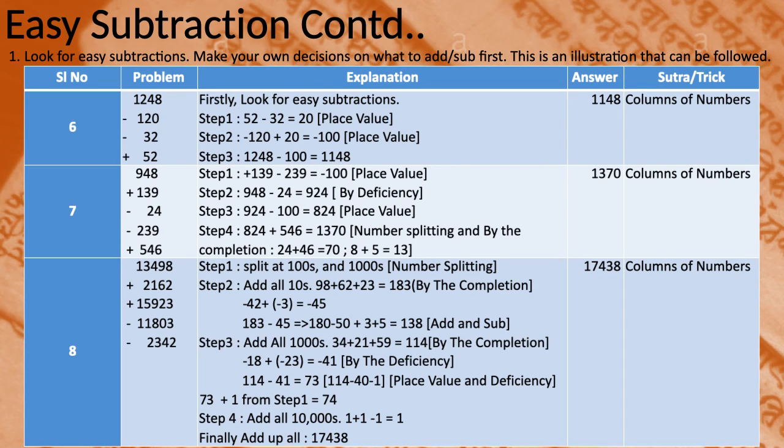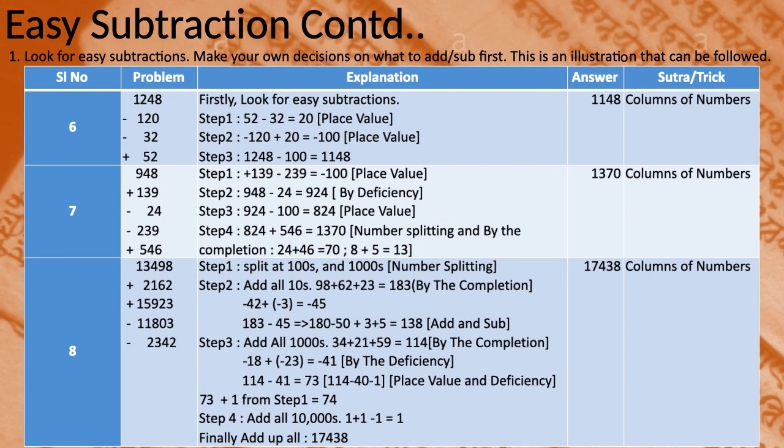Now add up all the 10,000s. 1 in the first number, 1 in the third number, and then we have to take out 1 from the fourth number, right? So the answer is 1. When we merge all the individual numbers after number splitting, we get the answer 17438. Very simple. If you solve this problem in the traditional way, you will definitely take more time than this trick.